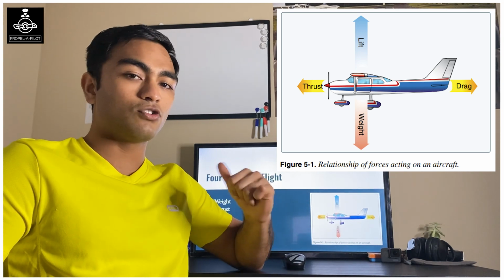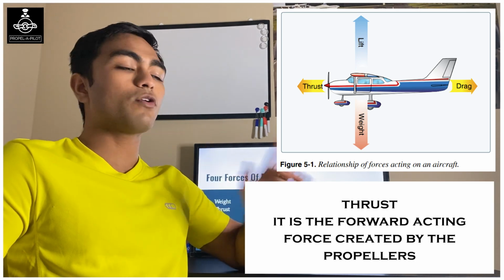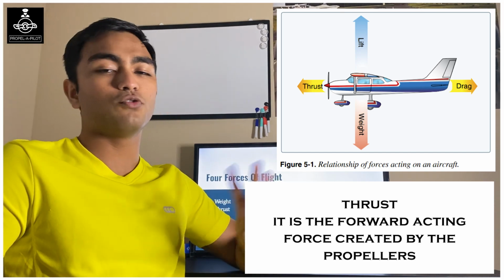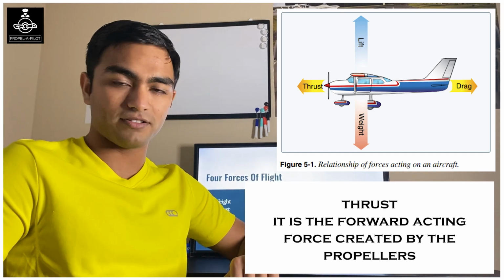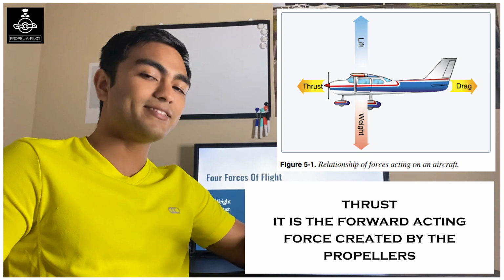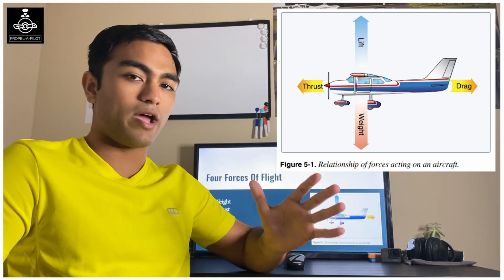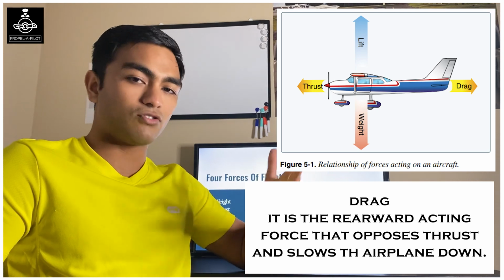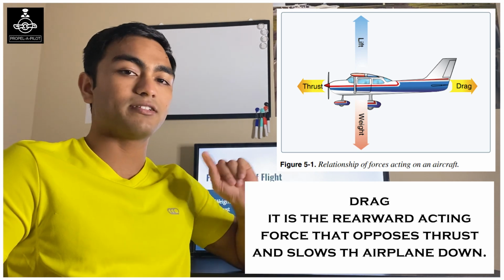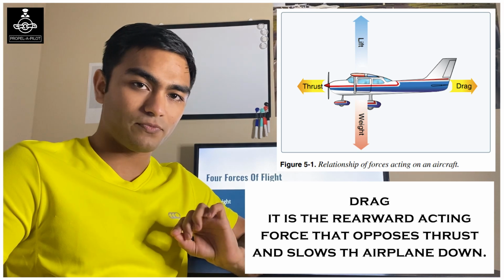Then comes thrust. Thrust is the forward acting force created due to the movement of the propeller blades. That is the force that propels the airplane through the air. Opposite to thrust is drag. Drag opposes thrust and limits the airplane's speed in the air.